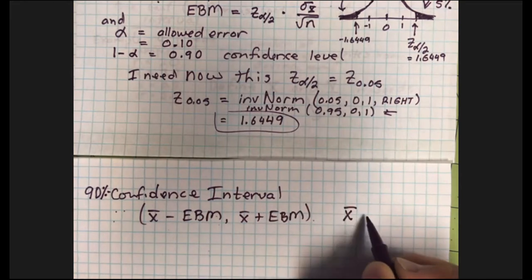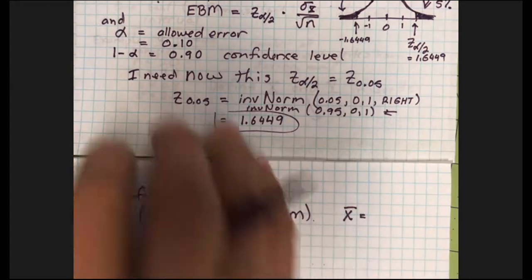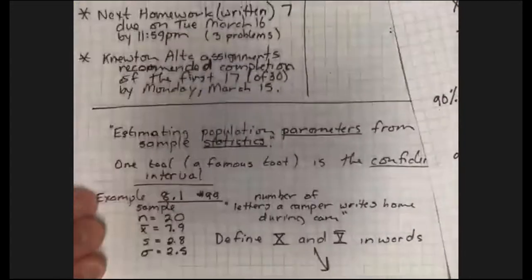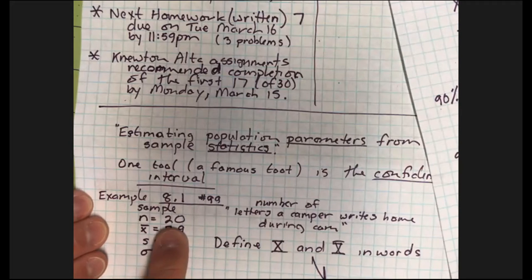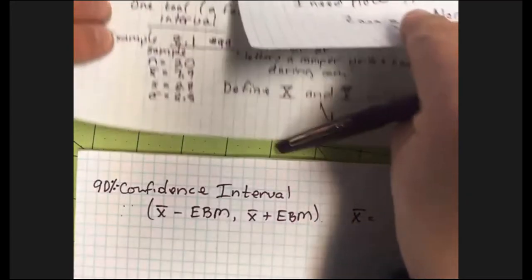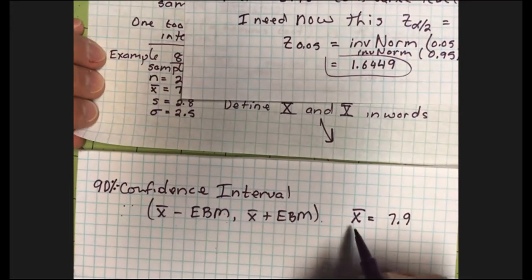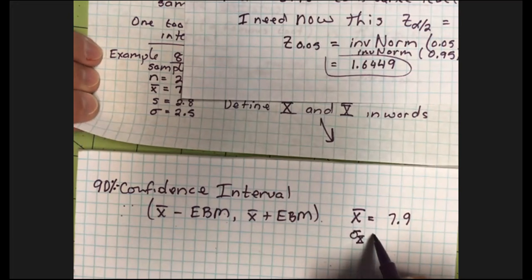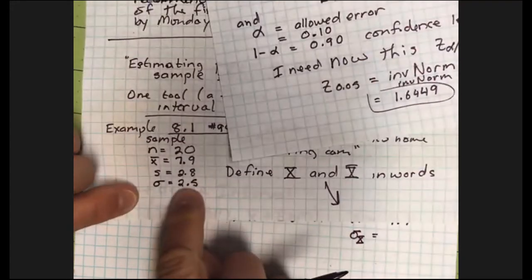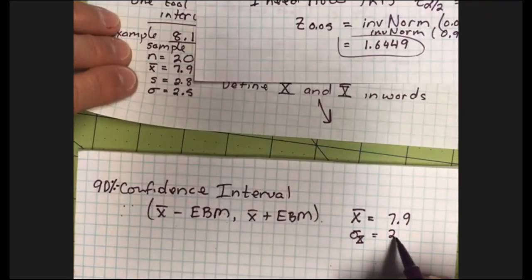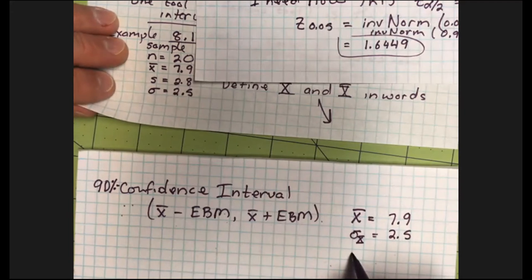We were given X bar in the problem. And I'm going to go way back to the beginning of the problem, but we were told that of the 20 people I surveyed, they wrote about 7.9 letters home during that camp session. It depends on how long the camp session is too, right? But this camp director is only worried about this camp session. We were told that the standard deviation of the whole camp was 2.5 letters. So I can fill this in here. And we know that we surveyed 20 people.